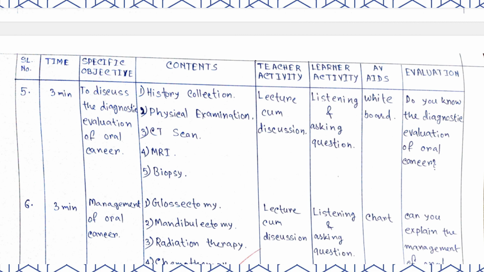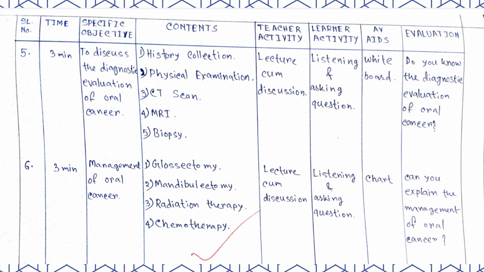Then fifth point, specific objective: to discuss the diagnostic evaluation of oral cancer. Content: history collection, physical examination, CT scan, computerized tomography, MRI, magnetic resonance imaging. Then biopsy test. Teacher activity, lecture cum discussion, learner activity, listening and asking questions, AV aid, whiteboard. Evaluation: do you know the diagnostic evaluation of oral cancer?